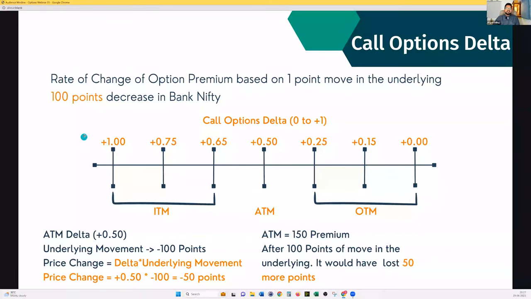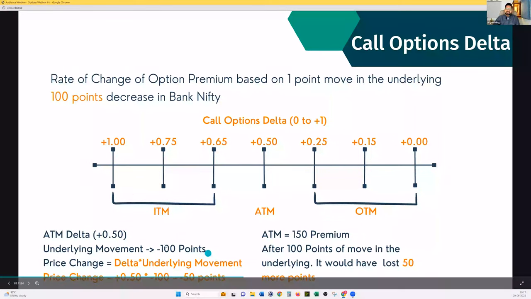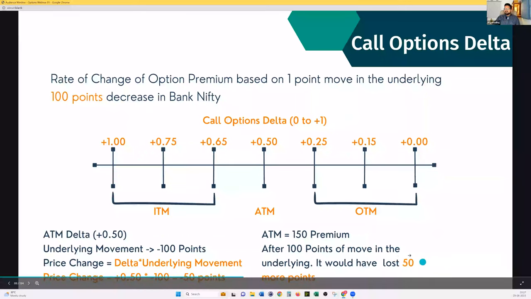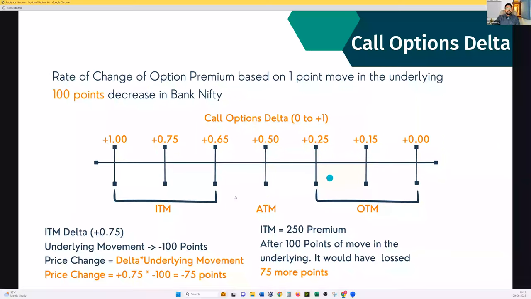Now you can see here, the underlying has decreased by 100 points, which we denote as minus 100 points. Delta is 0.5, so plus 0.5 into negative 100 clearly gives you negative 50 points. The premium you had is 150, and it has lost 50 points. Now it will come back to 50. Okay. Now you guys calculate for this 0.75.